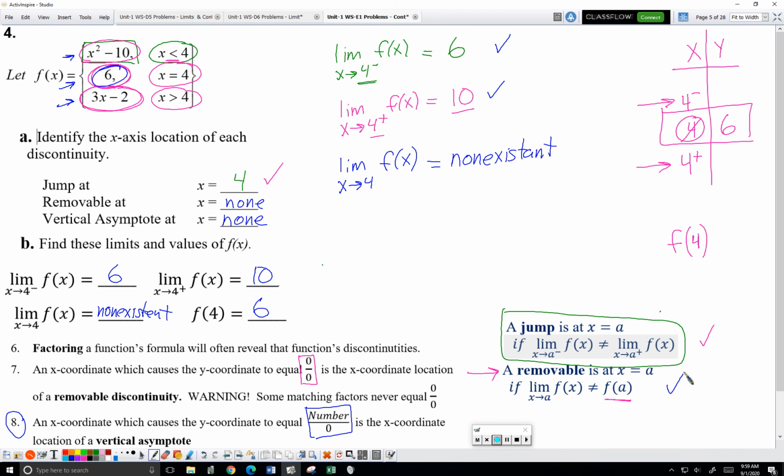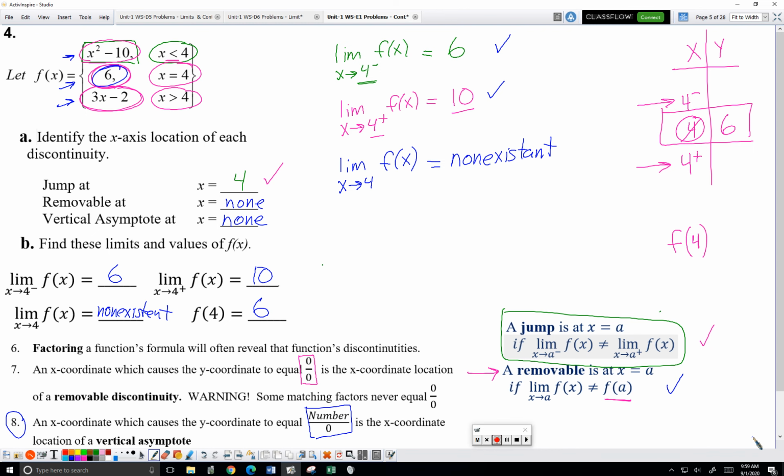If there's not a jump, I go looking for a removable. So I always look for the jump first. If I find the left and right limits to be the same, then I'm like, oh, no jump. Now I want to look for what's happening right in the center. The limit as x approaches a is talking about left and right, and if those are the same, then I have an overall limit. f of a is talking about the middle.